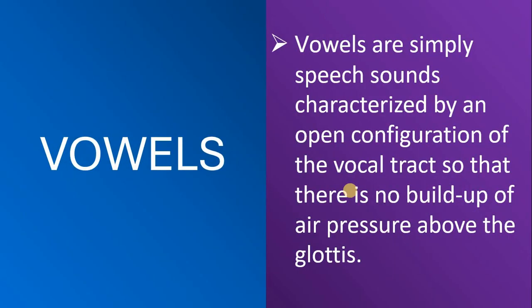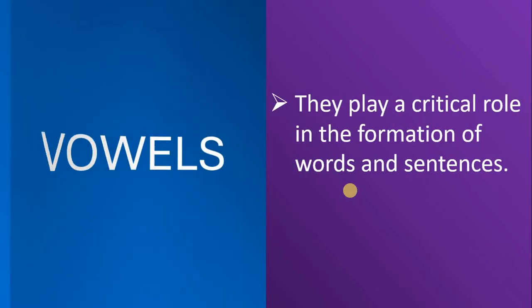What are vowels? Vowels are simply speech sounds characterized by an open configuration of the vocal tract so that there is no buildup of pressure above the glottis. We are going to see how this is done because you open and then there is no buildup of pressure when you're saying the vowels. So they play a critical role in the formation of words and sentences because an English sentence must involve vowels for it to sound.